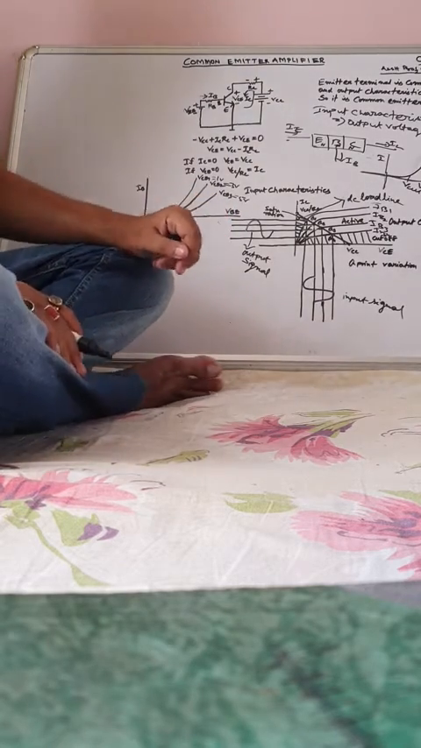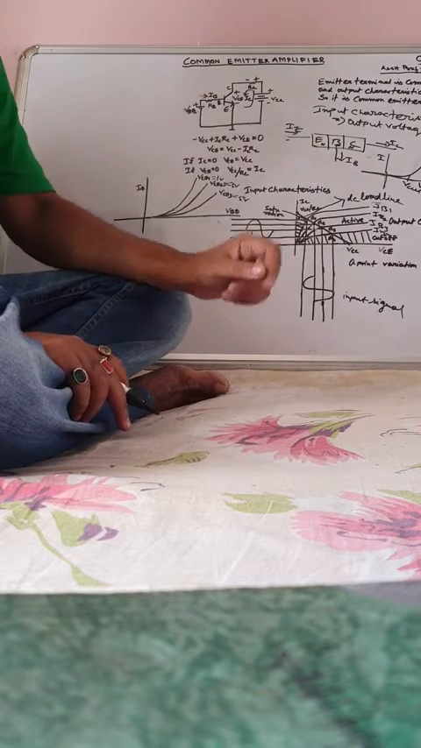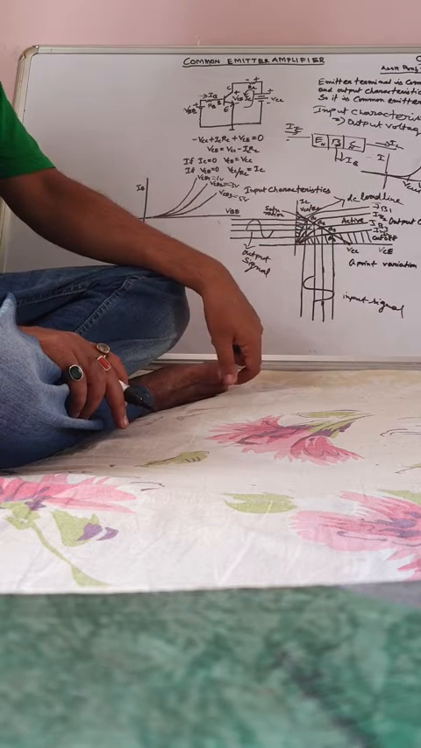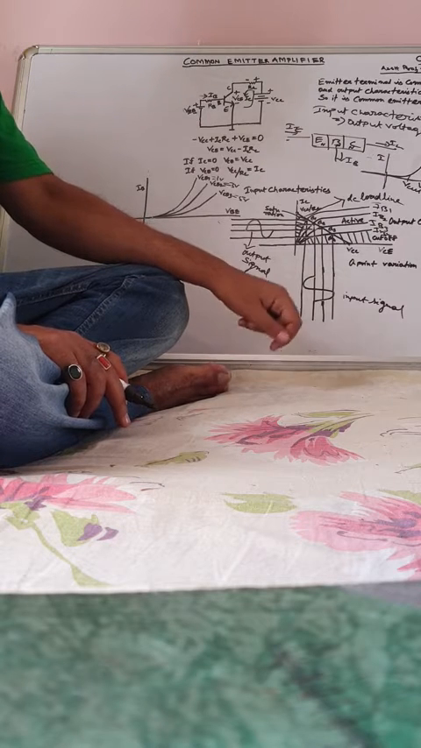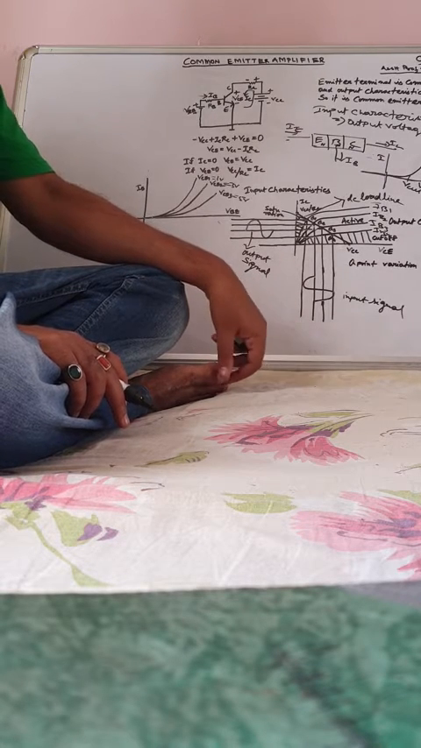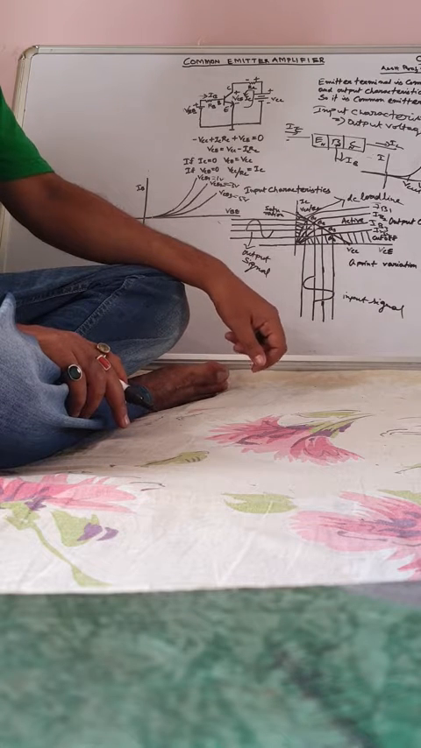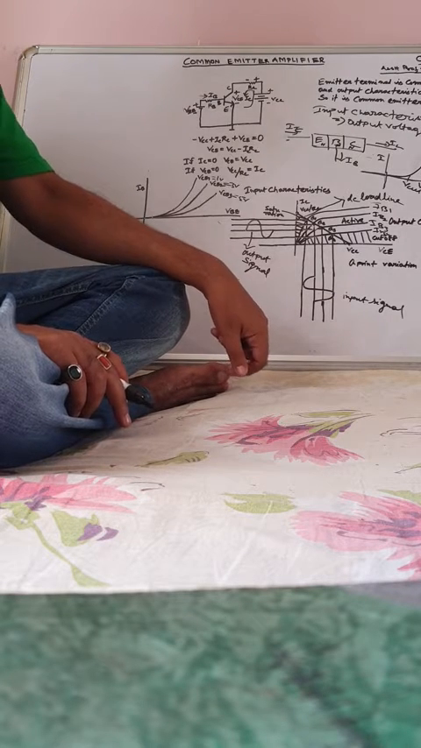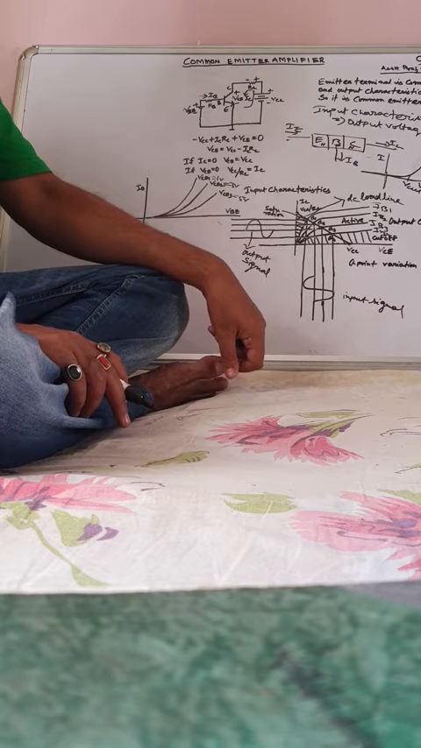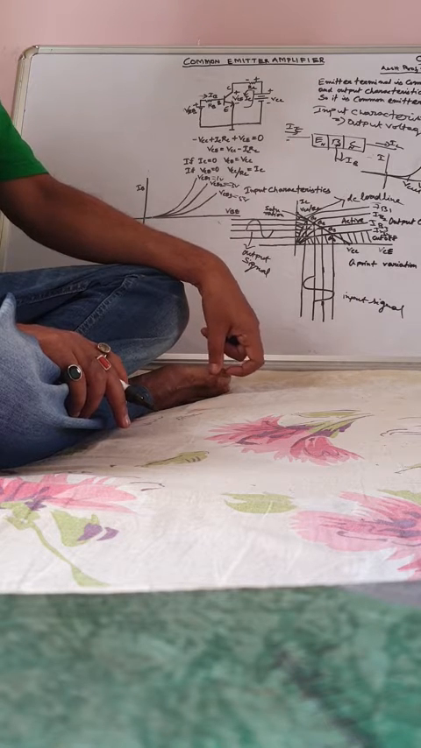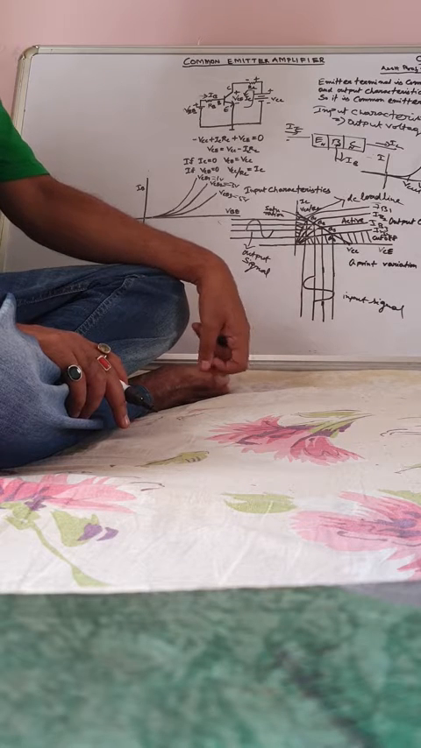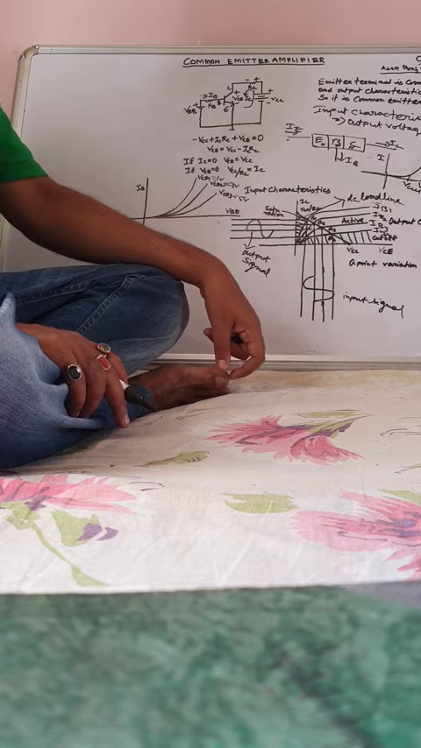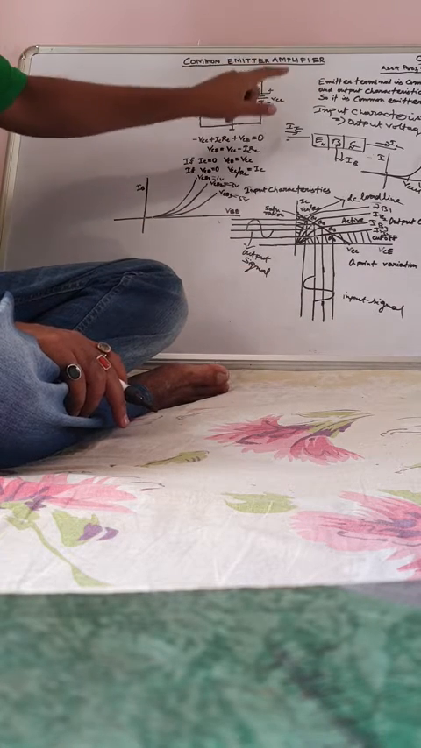Now in the next video you will have to learn how these Q points are related to temperature. Q points vary with temperature, and you have to learn the stability factor of a system, how to calculate the stability factor of a system with the help of the equation that we will obtain related to Q points. For the time being, this is your common emitter amplifier.